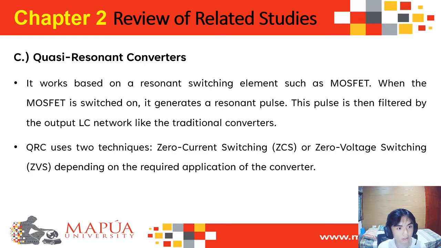So next is quasi-resonant converters. It works based on a resonant switching element such as MOSFET. When the MOSFET is switched on, it generates a resonant pulse. This pulse is then filtered by the output LC network like the traditional converters. QRC uses two techniques: zero current switching or zero voltage switching depending on the required application of the converter.